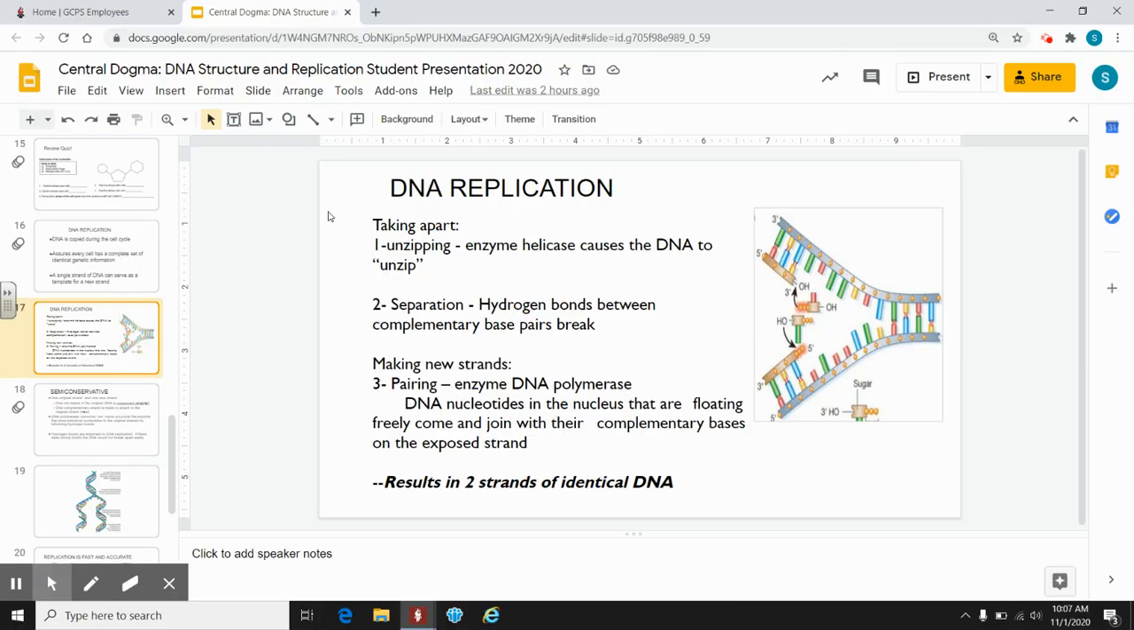And then making the new strands. Take a look here. They're coming in on each side, okay? And there is a different enzyme, polymerase, that puts it back together, okay? It brings over nitrogen bases, nucleotides, and binds them to the template.